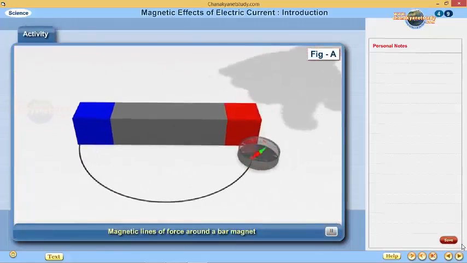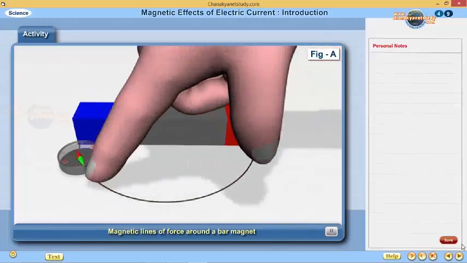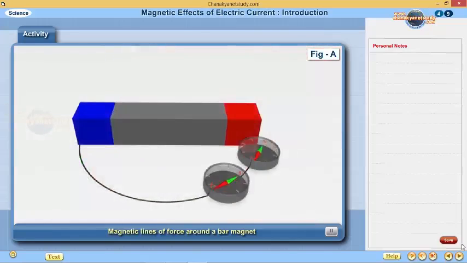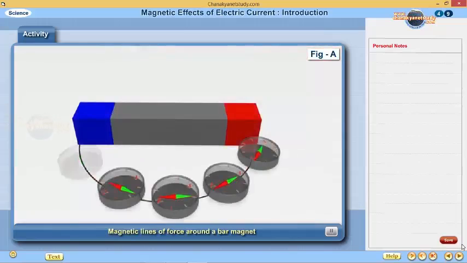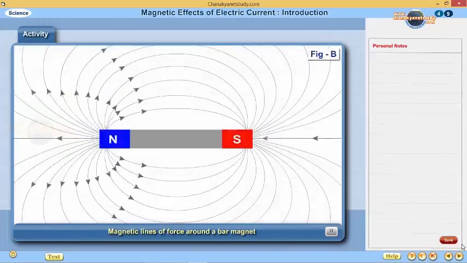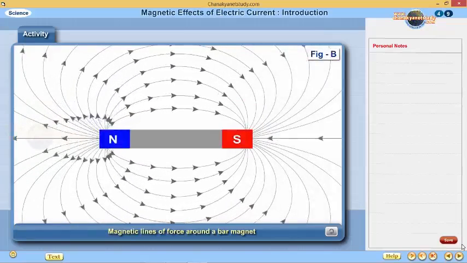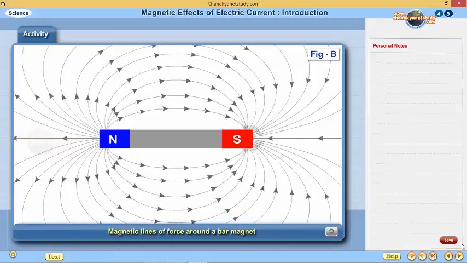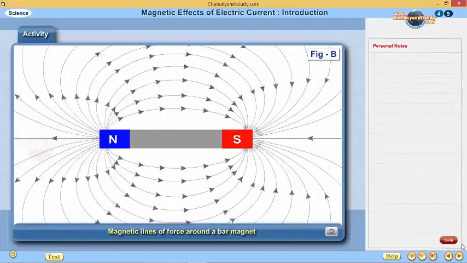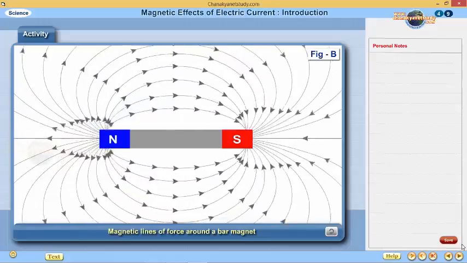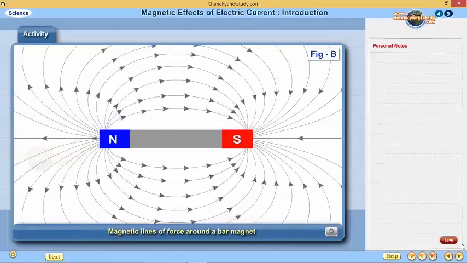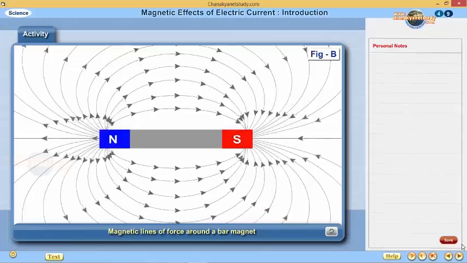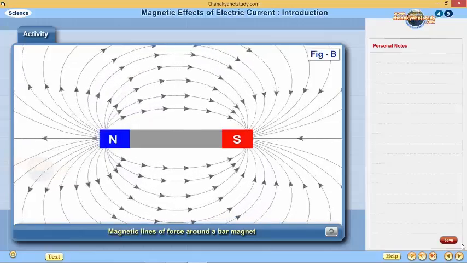Activity. Take a drawing board and fix a white sheet of paper on it. Place a bar magnet at the center and draw its outline. Place the magnetic needle close to any pole. Wait till the needle comes to rest. Draw the dots with a pencil as shown in the figure.